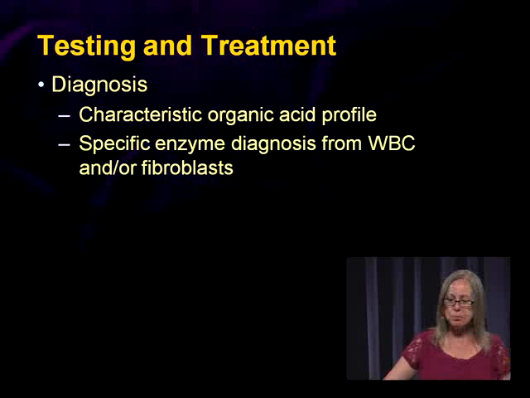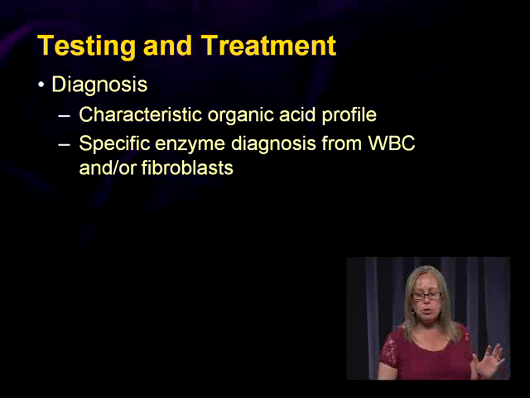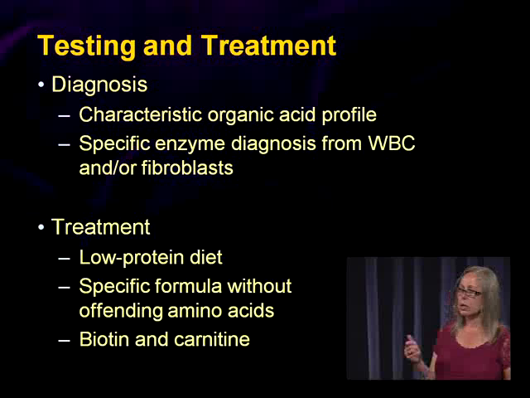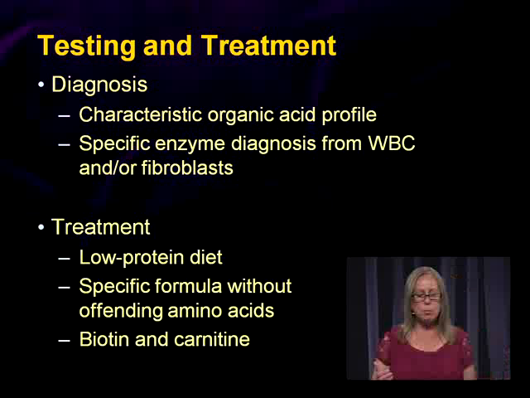Once you know what you're sort of looking for, you can do enzyme diagnosis on white blood cells or fibroblasts. Again, low protein diet, restrict the offending agent, special formula that doesn't have the offending agents, and supplement with biotin and carnitine.